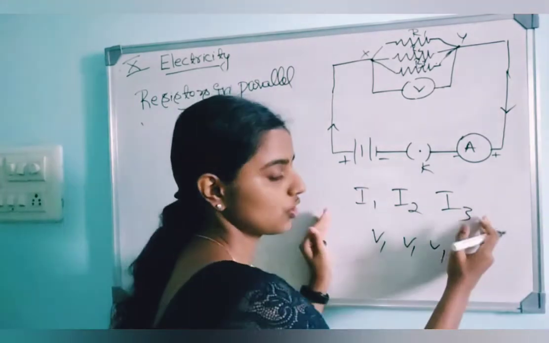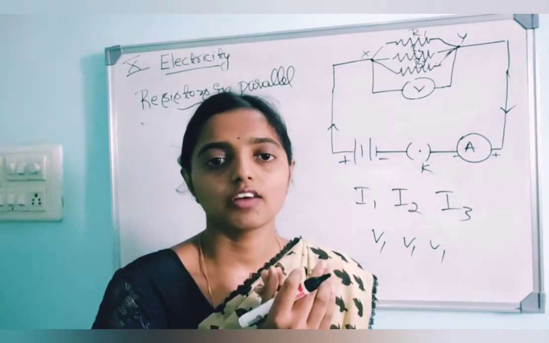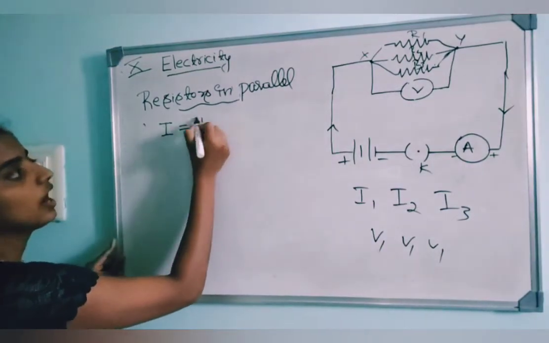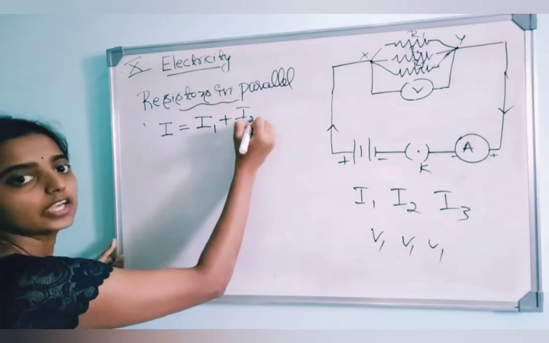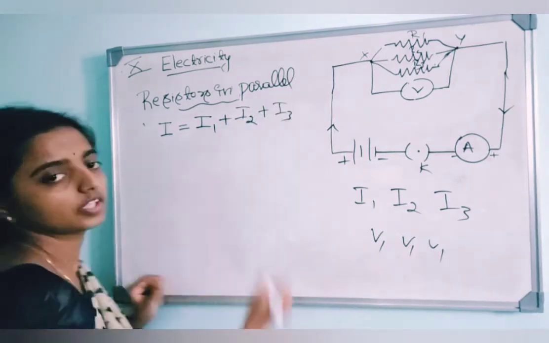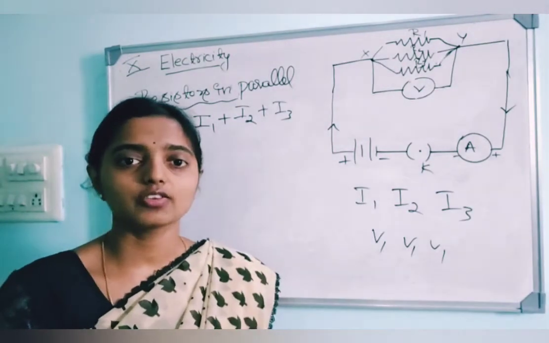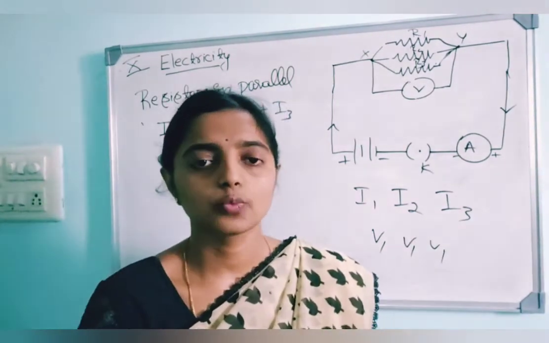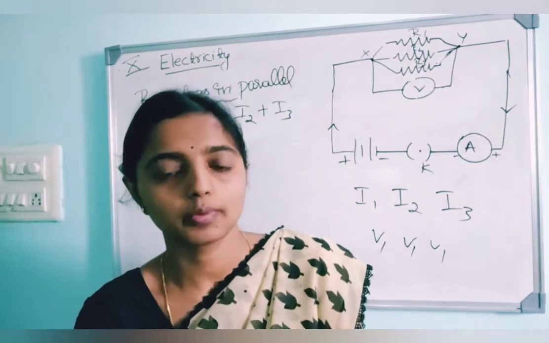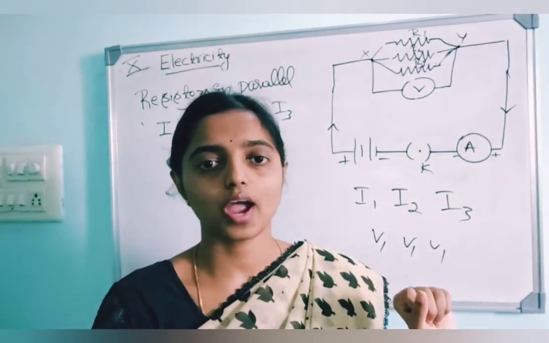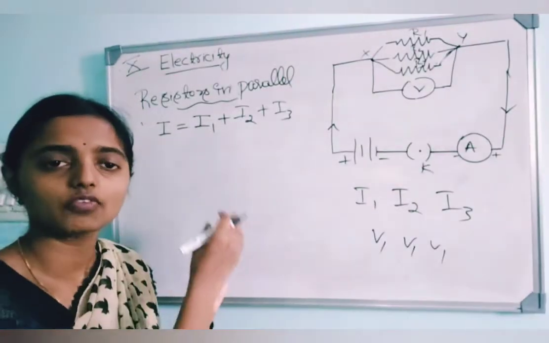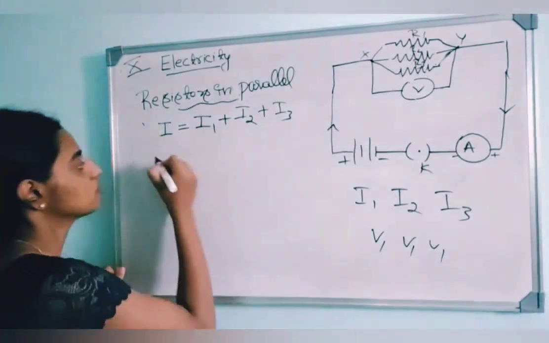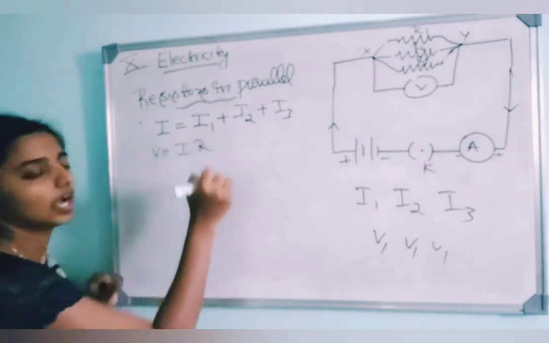Clear? So based on this explanation, we can write our first equation, that is I is equal to I1 plus I2 plus I3, because we are getting different current values now. Earlier, in the series connection, we wrote V is equal to V1 plus V2 plus V3, because we were getting different potential difference values. So here, same steps from here onwards. We use Ohm's law. What is Ohm's law equation? V is equal to IR.